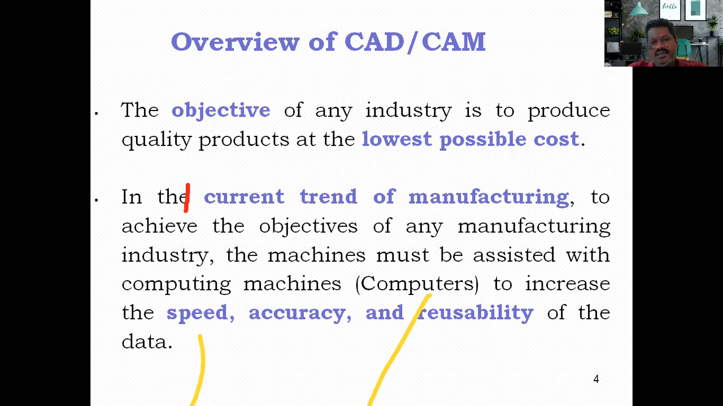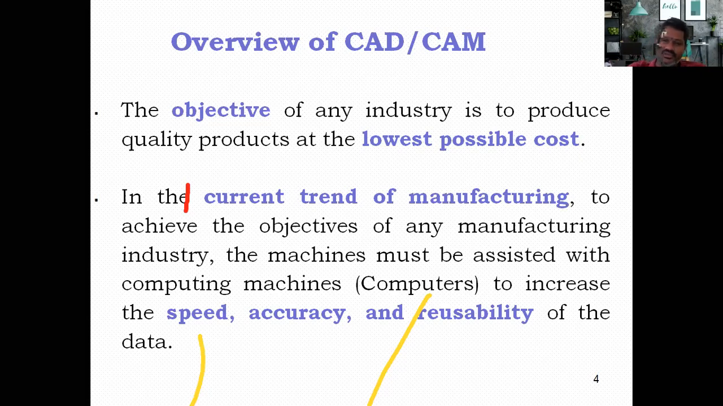So in the current trend of manufacturing, to achieve the above objective, as I said just now, any activity in the industry, the machines and everything, must be assisted with computers. Then only can we achieve the objective. So all the activities in the industry must be assisted with computers or computing machines.